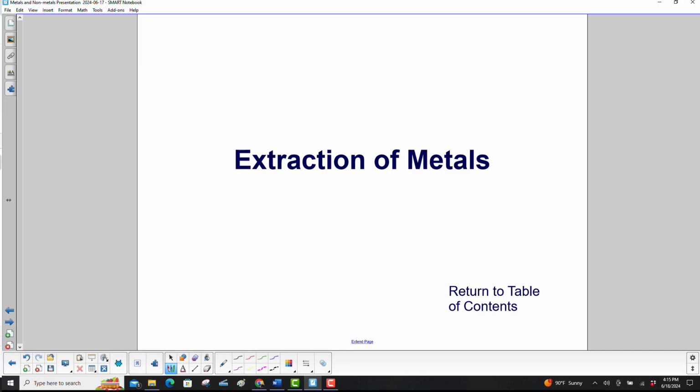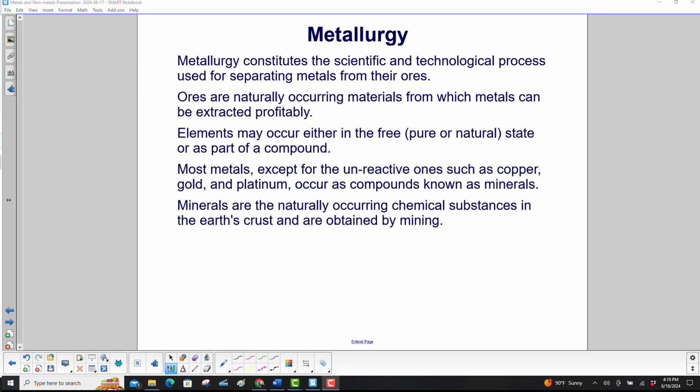Extraction of metals. Metallurgy constitutes the scientific and technological process used for separating metals from their ore. Ores are naturally occurring materials from which metals can be extracted profitably. Elements may occur either in the free, or pure or natural state, or as part of a compound. Most metals, except for the unreactive ones such as copper, gold, and platinum, occur as compounds known as minerals. Minerals are the naturally occurring chemical substances in the Earth's crust and are obtained by mining.